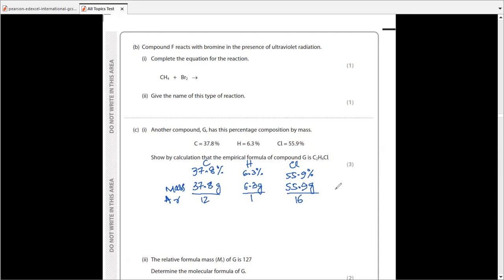Okay, so I got it now. And is it the same as stated in the question? Yeah, C2H4Cl. 2, 4, and 1, right? Good, good. I just had to divide everything by 1.57 because that's the moles for chlorine. That's the smallest mole value, so then I divide the rest by it, right? Completely understandable. Good.